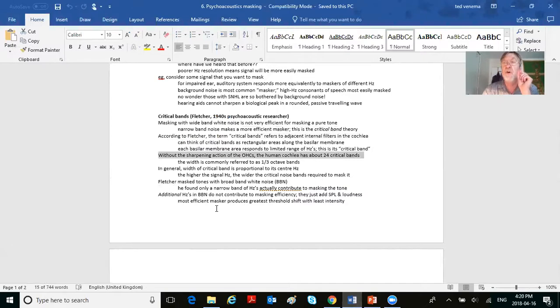I need you to know about critical bands in general. And I need you to know that you can narrow the band of noise only up to a certain amount before it no longer works to mask the signal. So those critical bandwidths are about 1/3 of an octave in width. That's essentially the gist of the bottom of the page here.